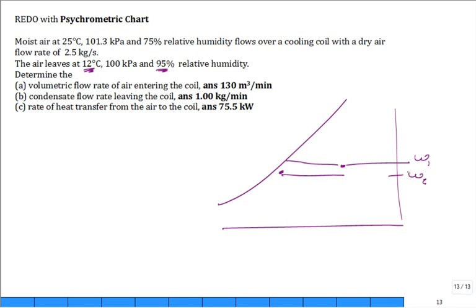So you can ask the same type of questions. What is the volumetric flow rate of air entering the coil? 130, no problem. What is the condensate flow rate? 1 kilogram per minute. And then what is that rate of heat transfer to the coil? 75. We just did that by hand. You can do it by chart.